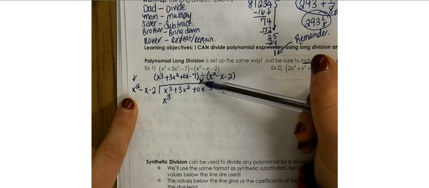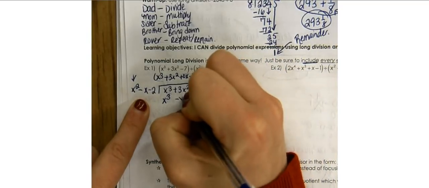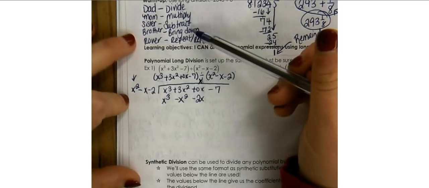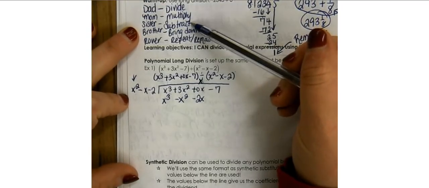These two terms should be exactly the same. Then I'm going to distribute x to all of the other terms. X times negative x is negative x squared. X times negative 2 is minus 2x. From here, we've already dealt with multiplication, so now we're on to sister, which is subtraction.